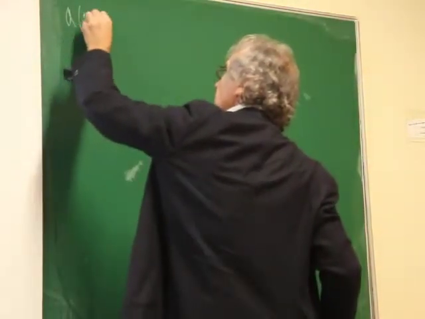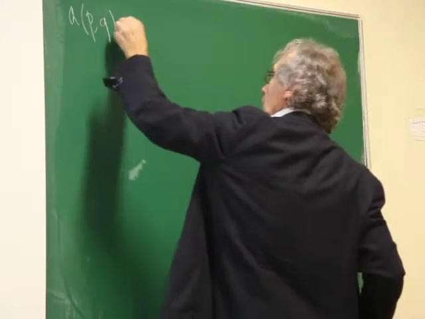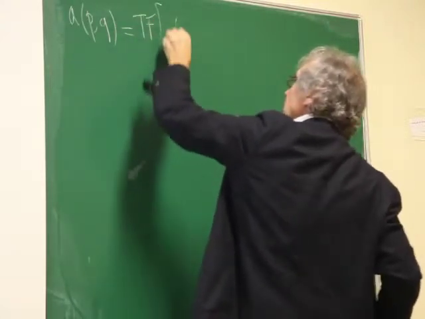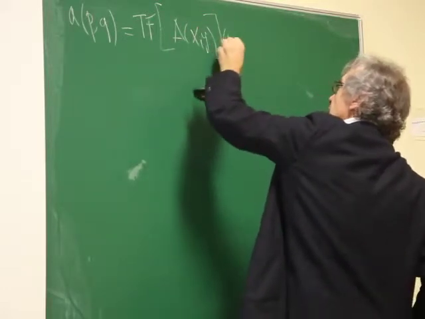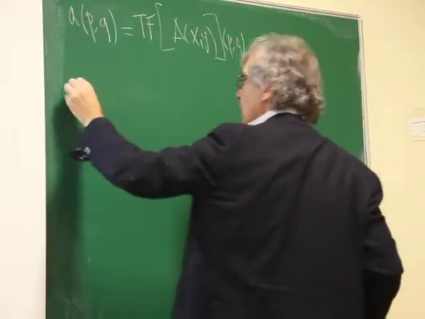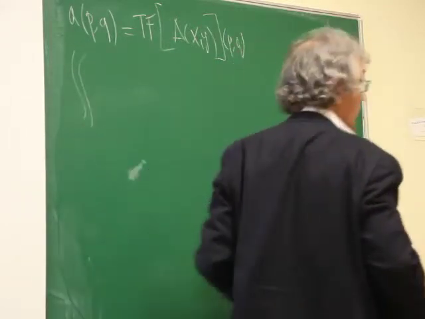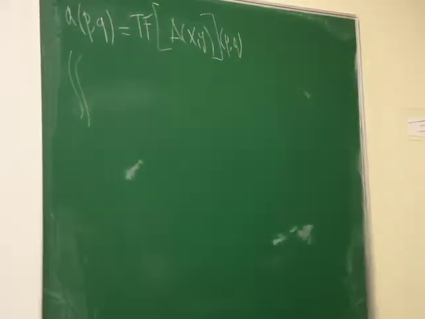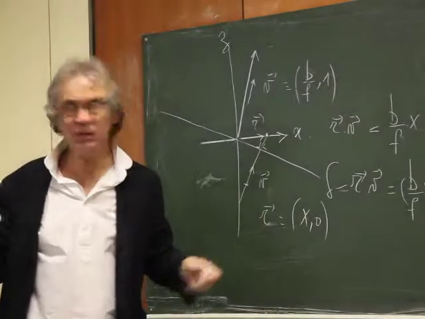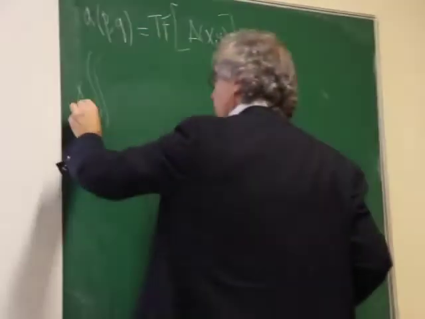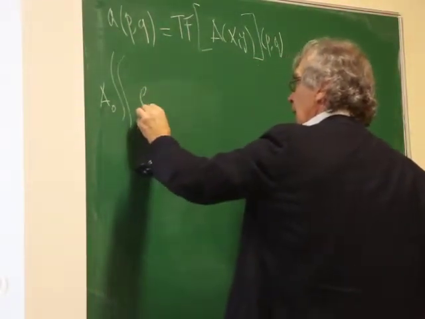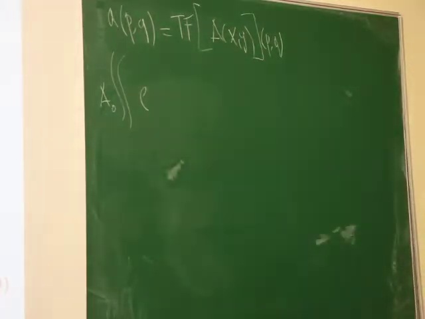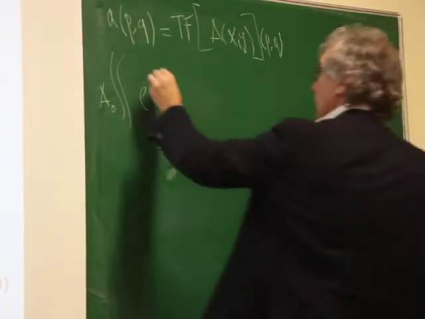So let's calculate again. What is the distribution of the complex amplitude in the Fourier plane? I know it is the Fourier transform of the distribution of complex amplitude in the pupil plane. I may write that it is equal to a double integration. Of course, I also assume that the real amplitude is a constant, A0. After, I will write e to the i times 2 pi.